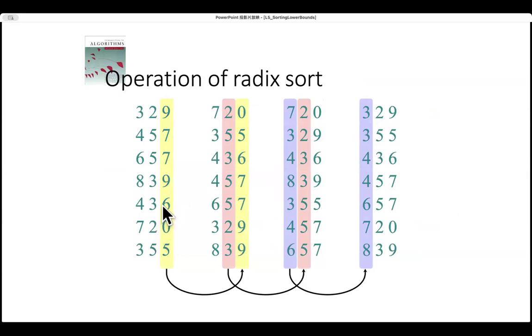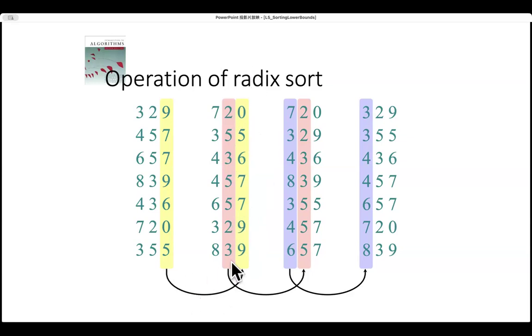Let's look at this example. This is the initial sequence. This is a second sequence, right? In the second sequence, let's only look at the least significant digit, 我们只看个位数. It's obviously sorted, right? 0, 5, 6, 7, 7, 9, 9. This is obviously sorted.